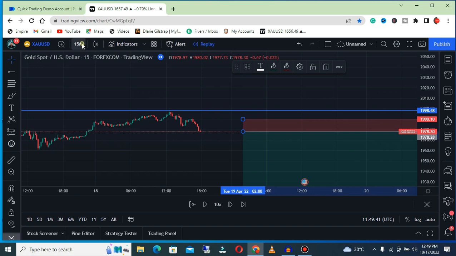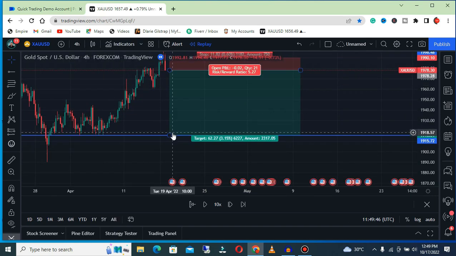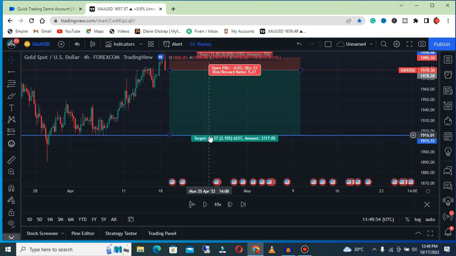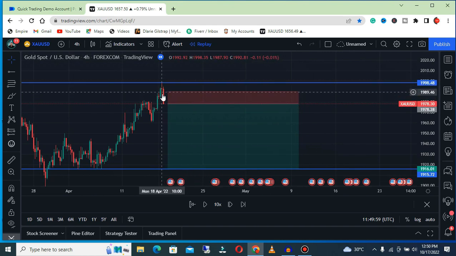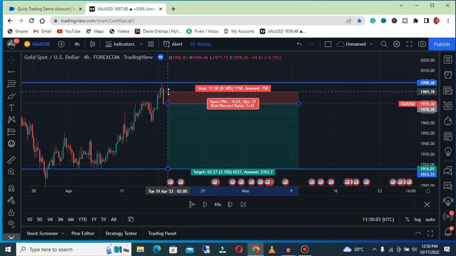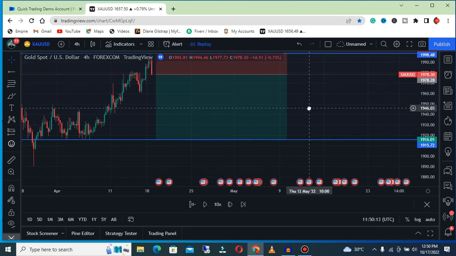Let's go back to 4 hours, right? So this is where we put in our take profit, because this is where the support actually started. So this is where we put our take profit, and of course this is our resistance. In the resistance part, we can put it here. All right, let's put it on the resistance part, because this is where our resistance actually indicates. So guys, this is a very good setup.